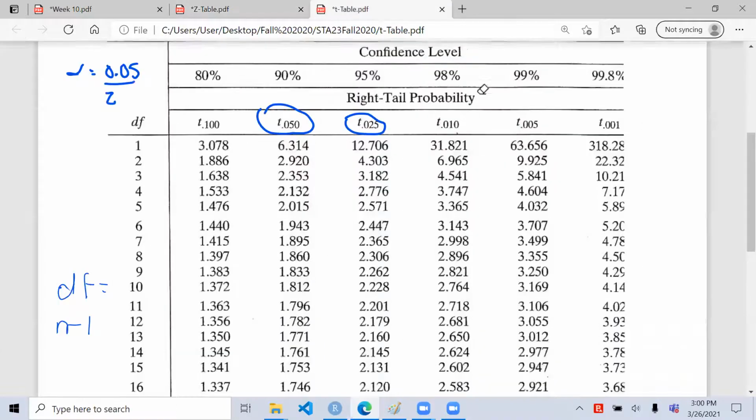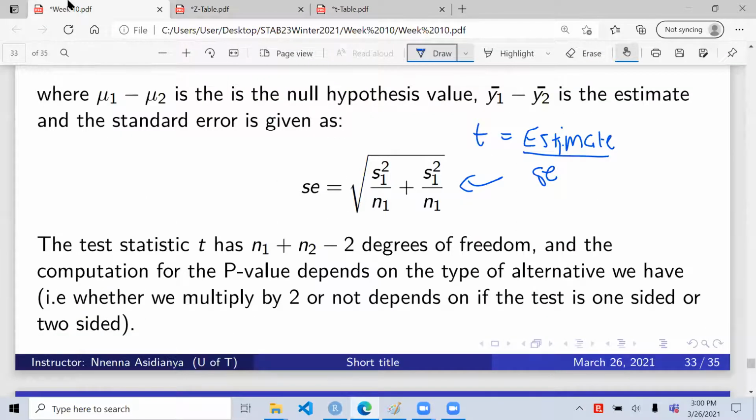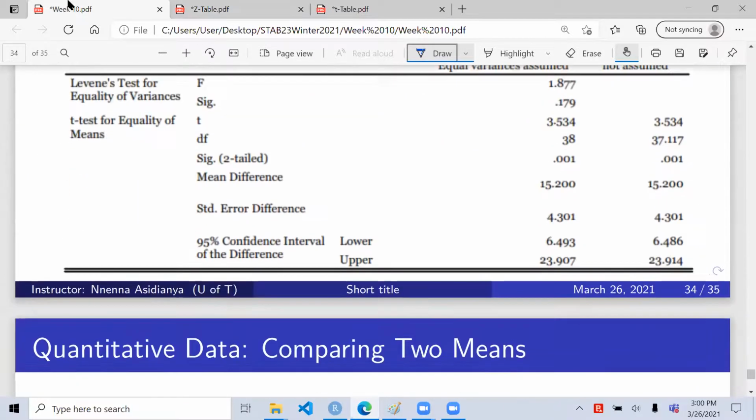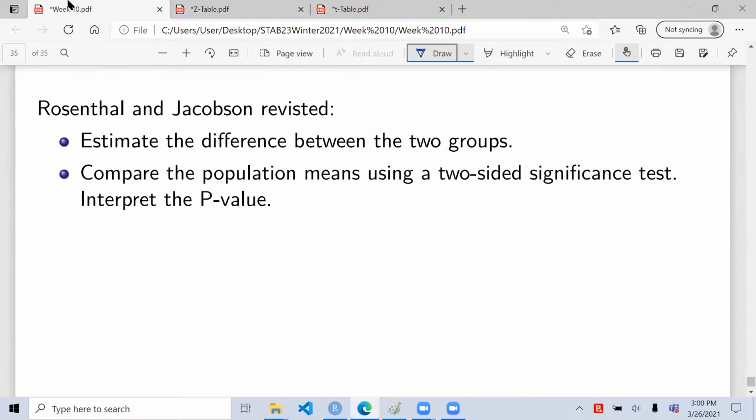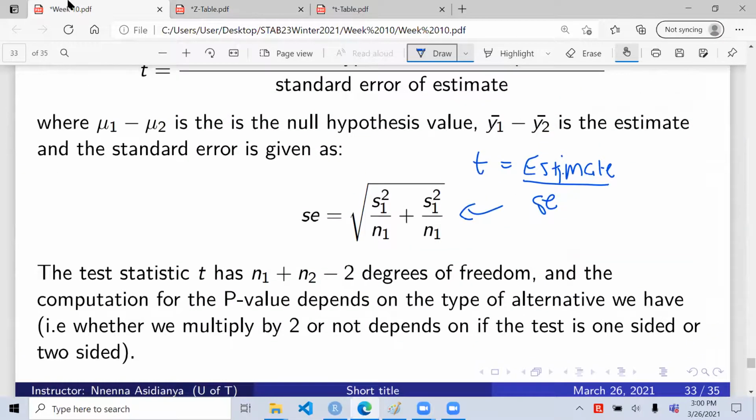So I'm going to hold off on showing you how to compute the p-values using this table until next time, just so I don't cram things in at the last minute. It doesn't make any sense. So this means the quiz for next week will just be up to slide 33. We're not going to see the last 2 slides because I didn't have time to cover them today. So this stuff we'll talk about later on.